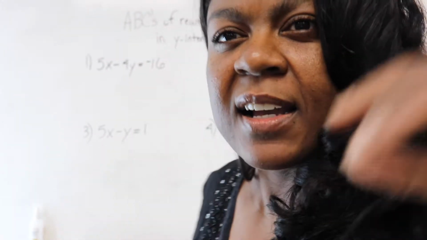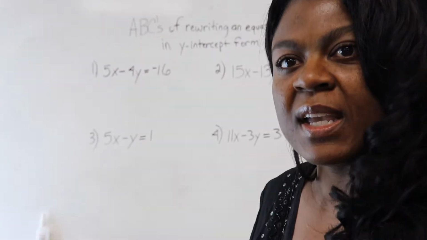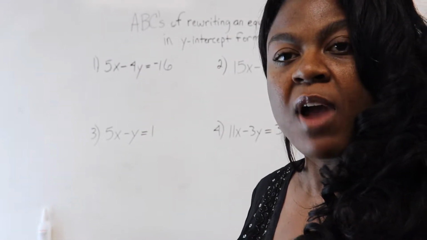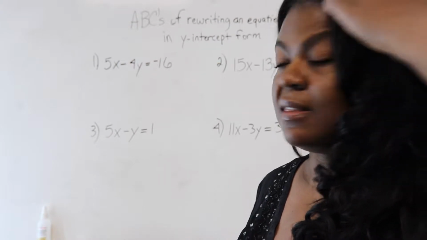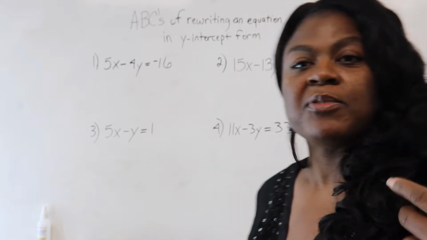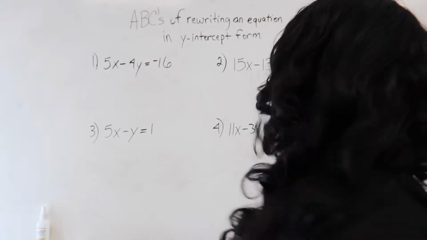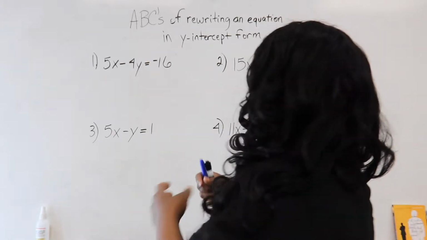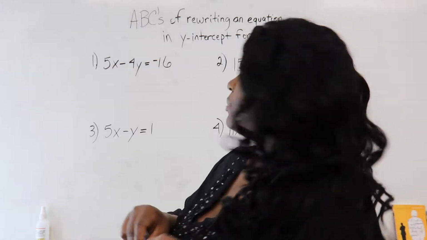All right, so let's get to today's lesson. Again, as I said, it's the ABCs of rewriting an equation in the slope-intercept form. Let's get to it. All right, so we have our equation. We have 4 to be exact. And what you want to do is think about your alphabet.